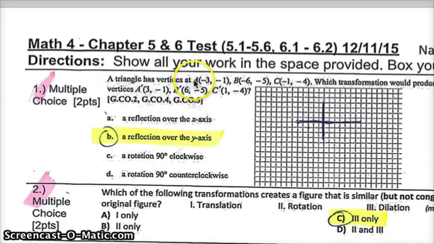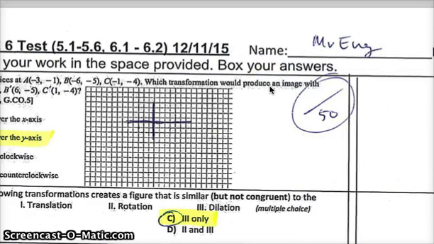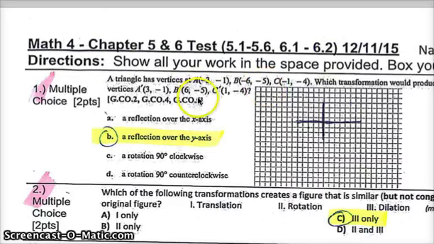Triangle has vertices A (-3, -1), B (-6, -5), C (-1, -4). Which transformation will produce an image with the vertices A' (3, -1), B' (6, -5), and C' (1, -4)? If you look at A (-3, -1) and (3, -1), you'll notice that they have the same numbers, but the only thing that's different is the positive and negative values. Notice how the y values don't change and the x values do.